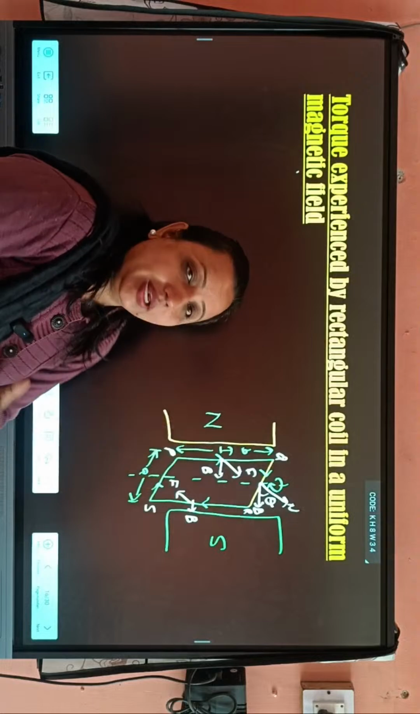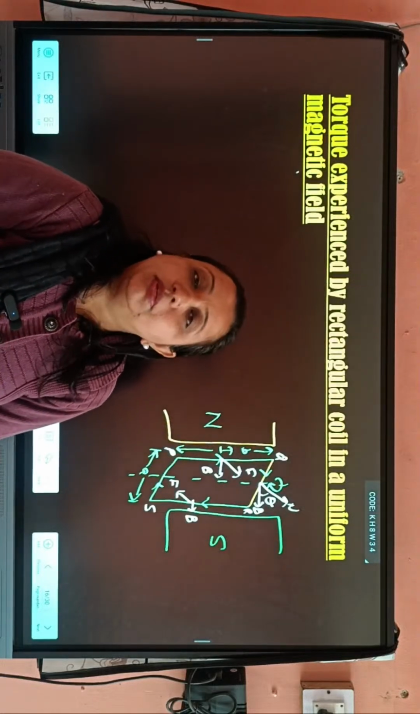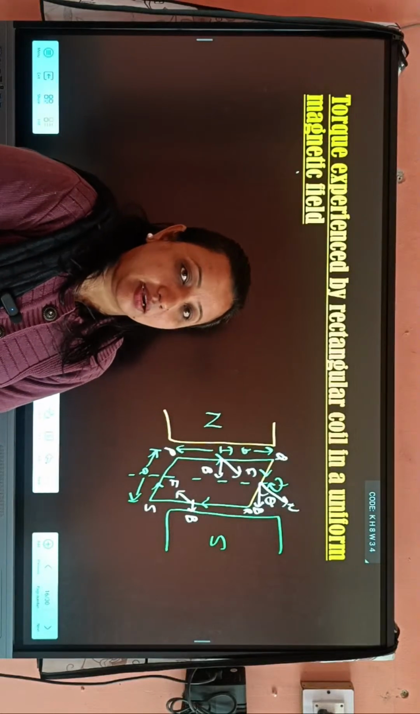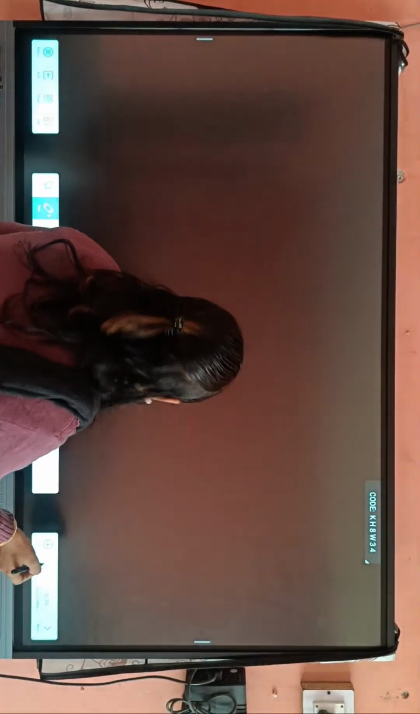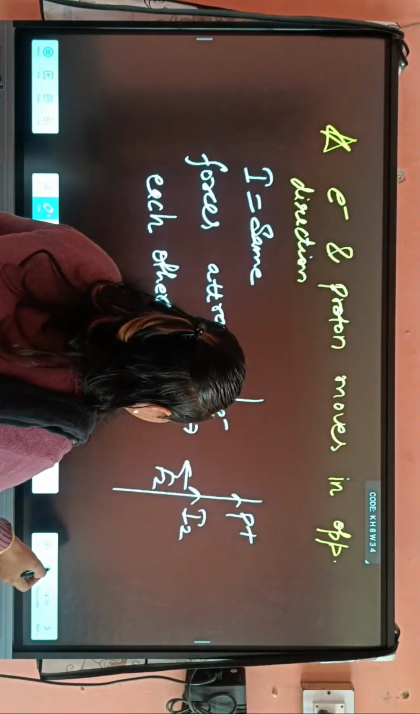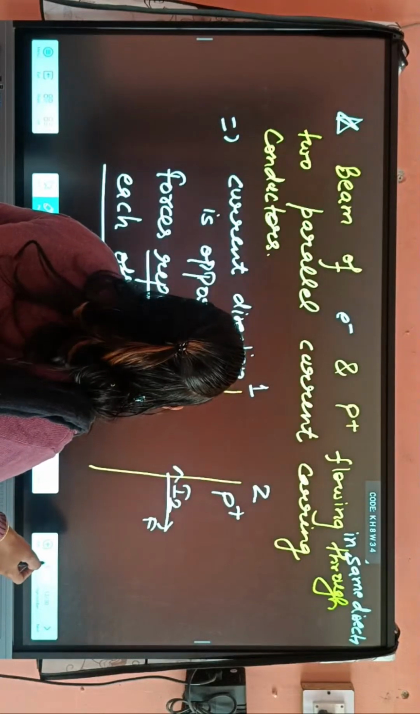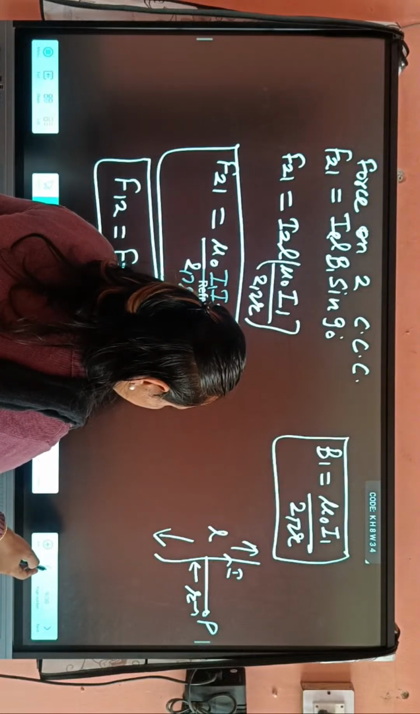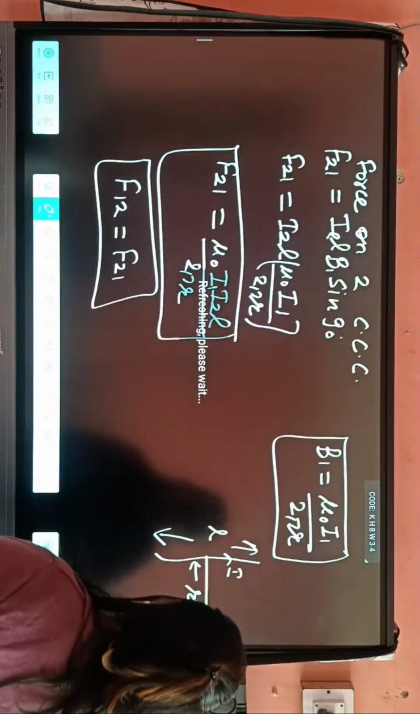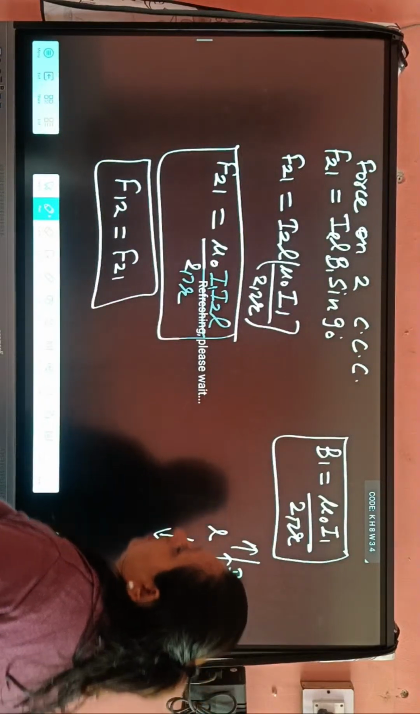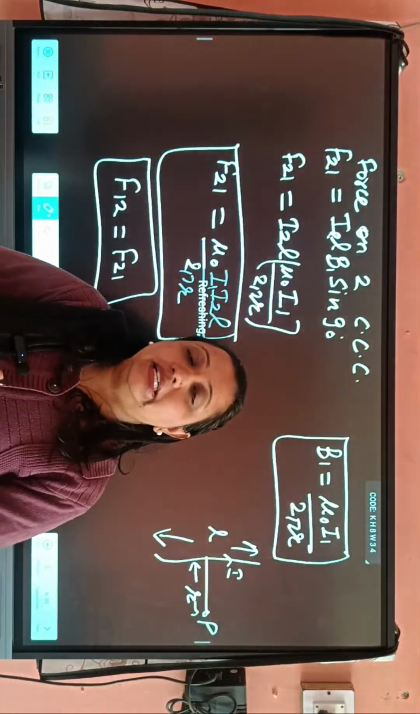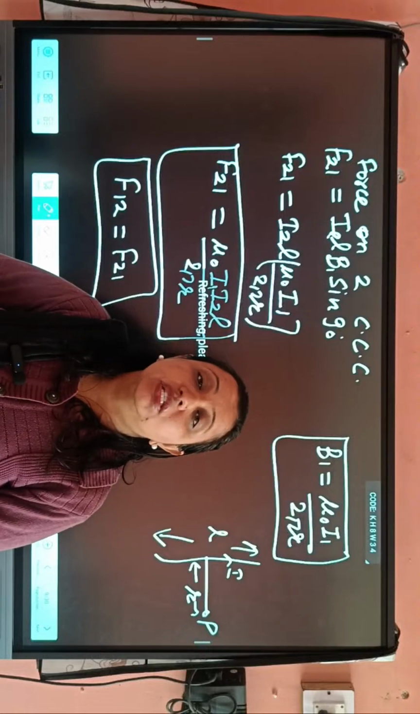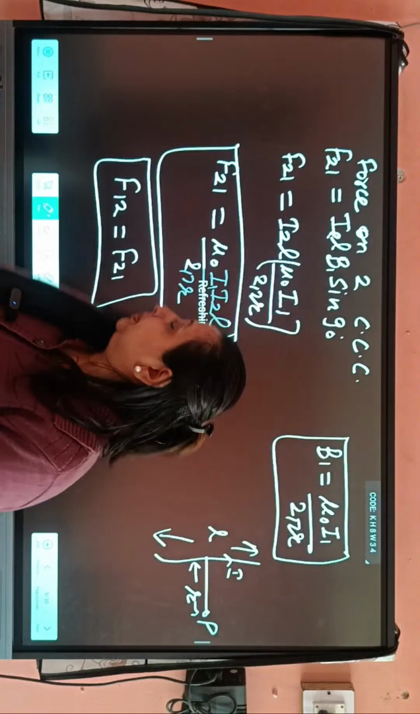So this is a rectangular current carrying coil. Before this we have studied the force on a current carrying conductor placed in an external magnetic field B. What is the magnitude of that force? F is equal to ILB sin theta.